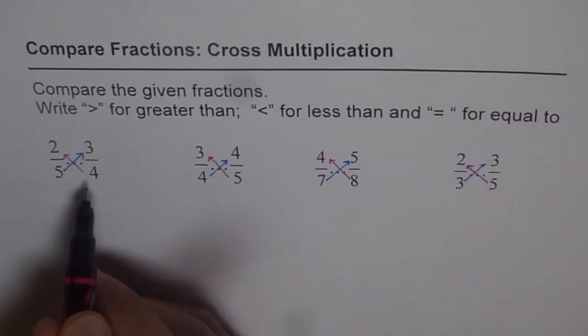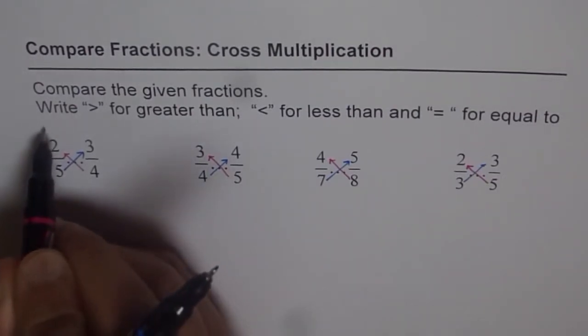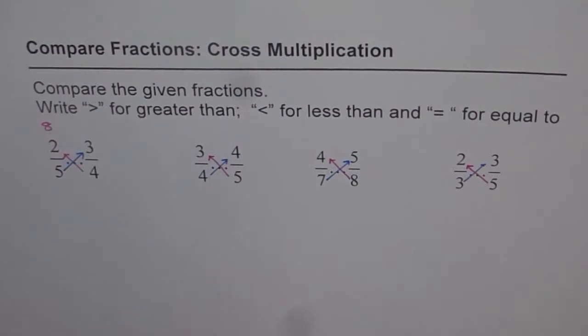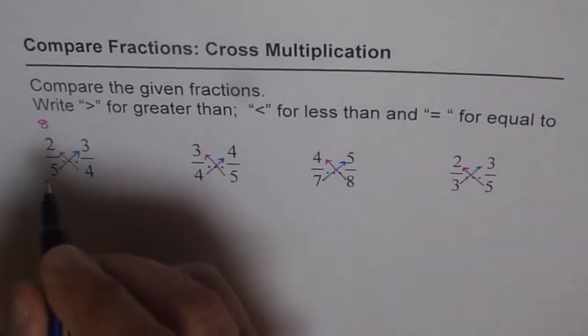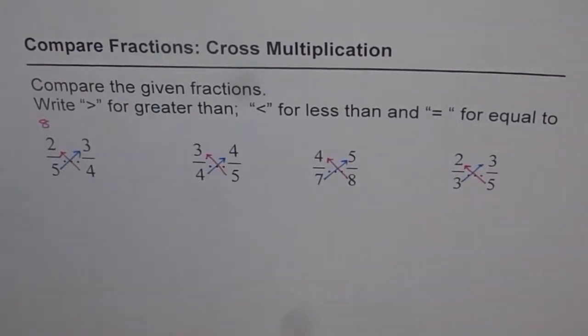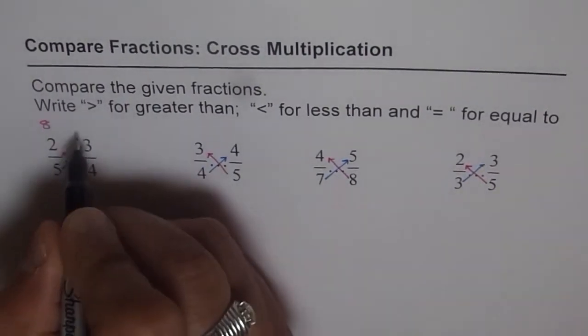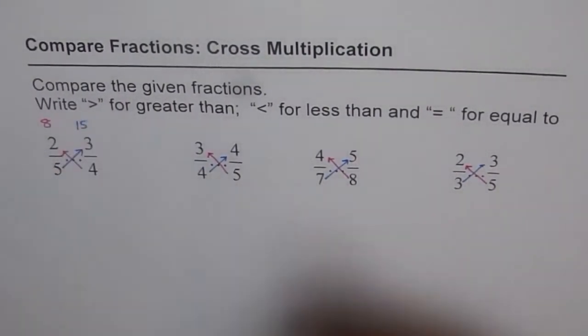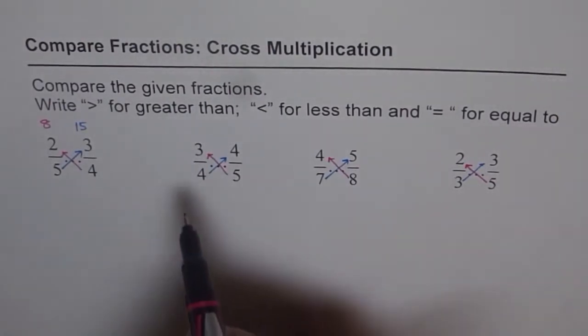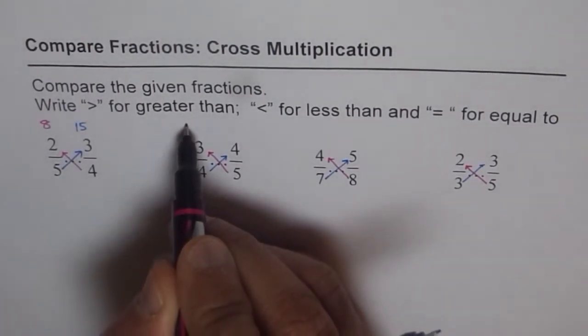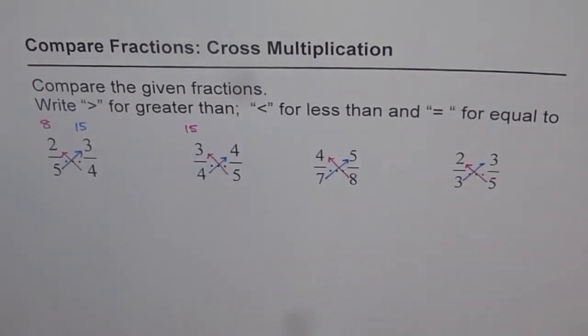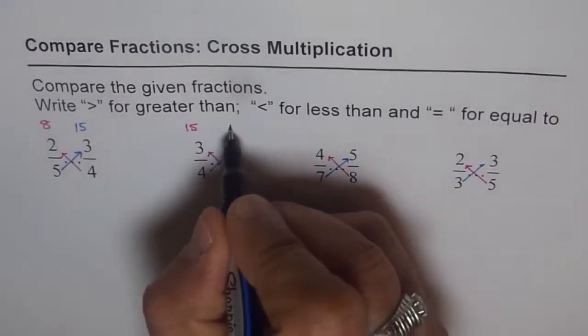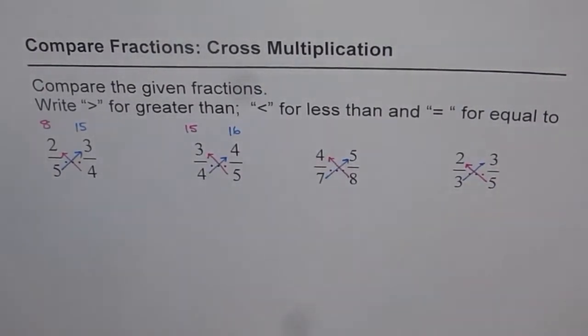So when I cross multiply 4 times 2, I'm using red ink here on the left side. I'm writing 4 times 2 is 8. 5 times 3 is 15, right? So we'll write 15 there, correct? So this is 15 for us. Now 5 times 3 is 15. I'm writing this one in red ink. 4 times 4 is 16. So there we go, 16. So we're done with the first two.